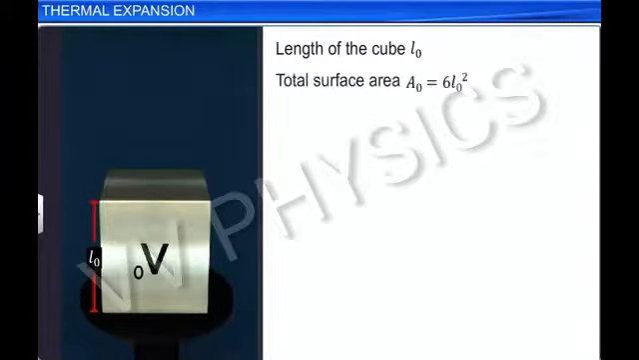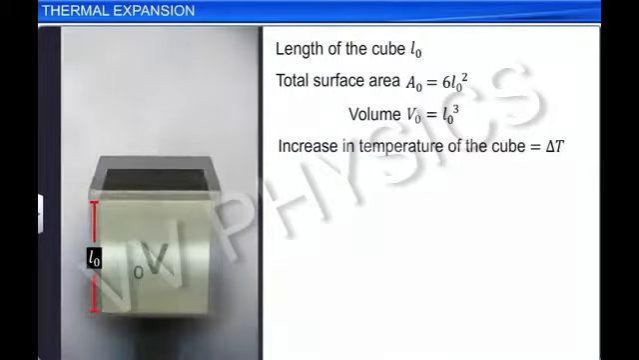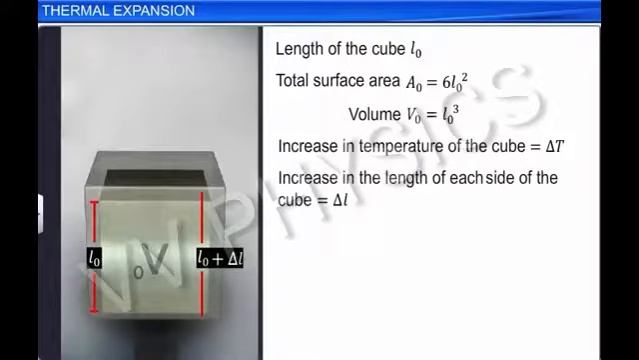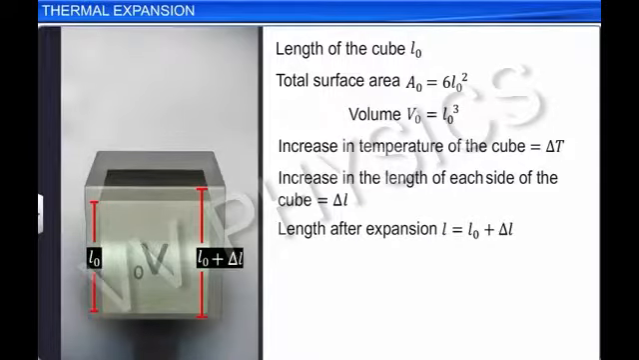Its total surface area A naught equals 6 L naught squared and its volume V naught equals L naught cubed. When the temperature of the cube is increased by delta T, let the length of each side be increased by delta L. Therefore, the length of the side after expansion, L, equals L naught plus delta L.